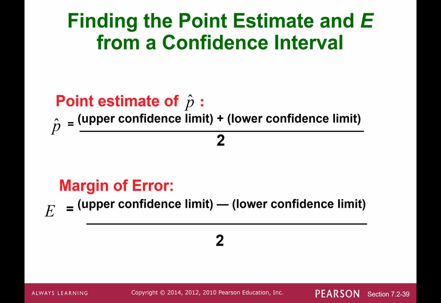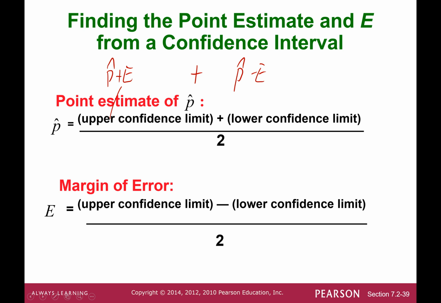Now, finding the point estimate and margin of error from the confidence interval. The upper limit is p hat plus margin of error, and the lower limit is p hat minus margin of error. When you add them you end up with 2 p hat, because the margin of error cancels. So 2 p hat over 2 gives you p hat. That's why p hat equals that.